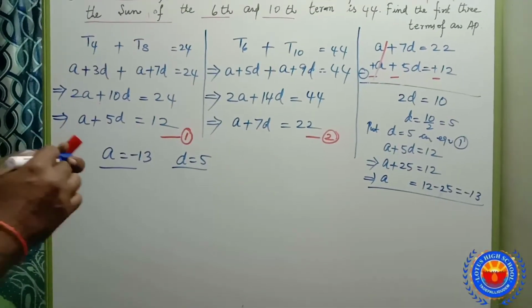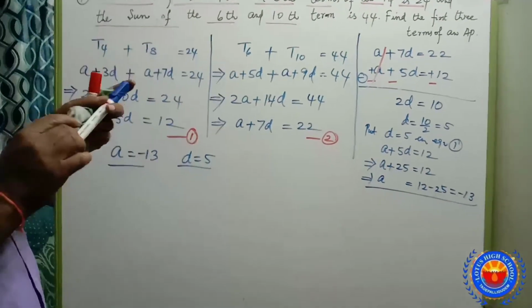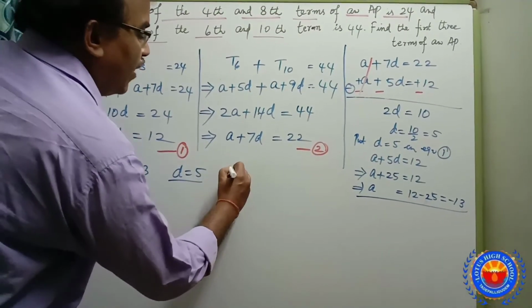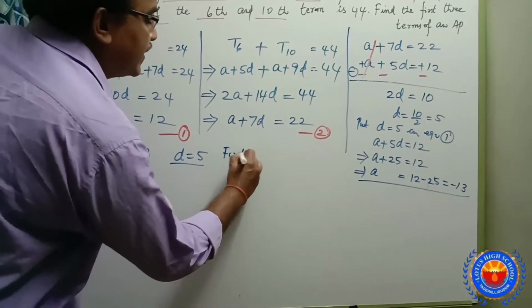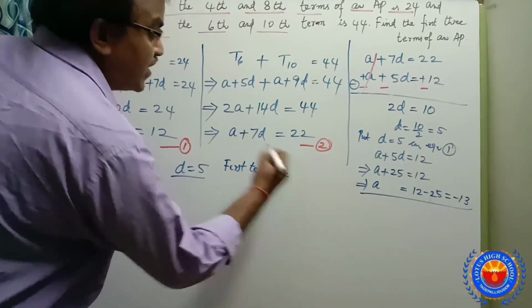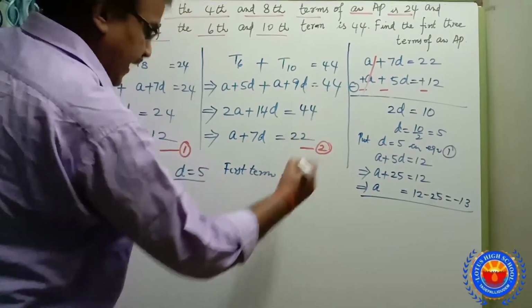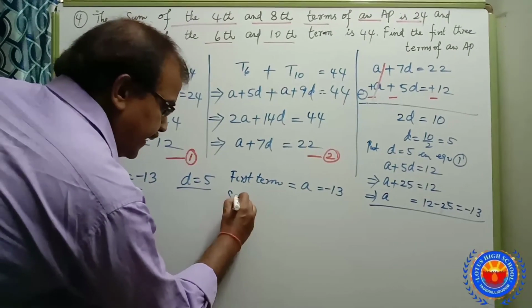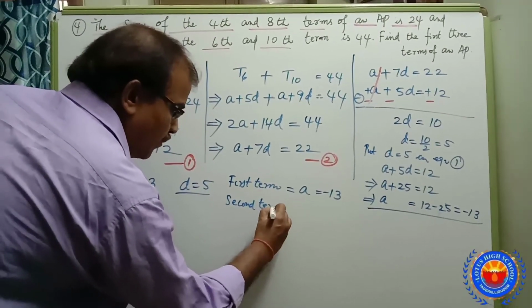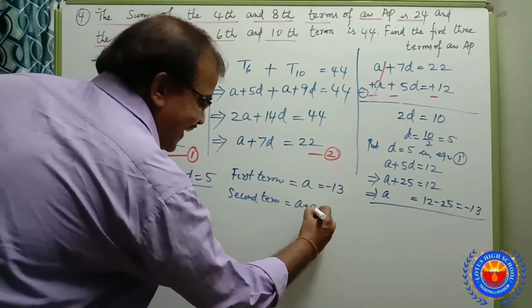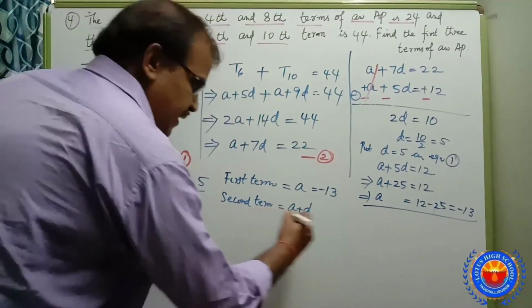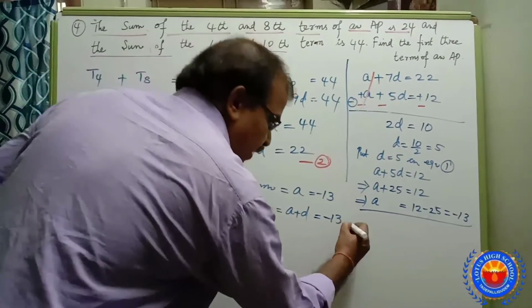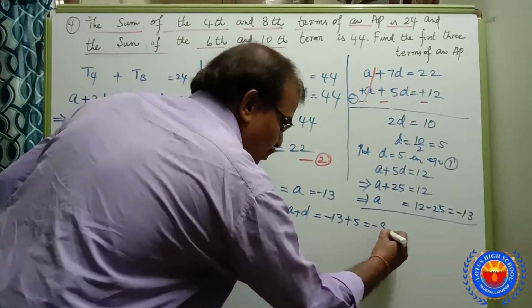So what is the question? Find the first 3 terms of the AP. First 3 terms you can find easily. The first term is equal to A, and A is equal to minus 13. First term completed. Second term is A plus D, only that, no formula. So second term: A is minus 13 plus D which is 5, is equal to minus 8.